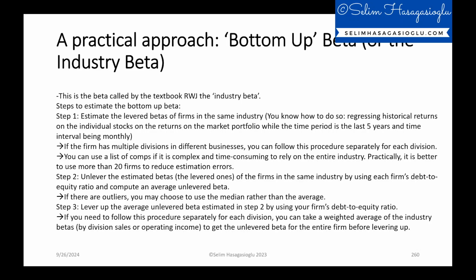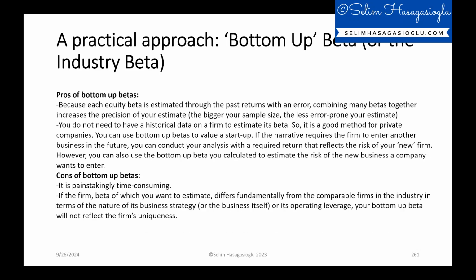And step two, unlever the estimated betas, the levered ones of the firms in the same industry, by using each firm's debt-to-equity ratio and compute an average unlevered beta. If there are outliers, you may choose to use the median rather than the average. And step 3, lever up the average unlevered beta estimated in step 2 by using your firm's debt-to-equity ratio. If you need to follow this procedure separately for each division, you can take a weighted average of the industry betas by division, sales or operating income or the company value to get the unlevered beta for the entire firm before levering up.